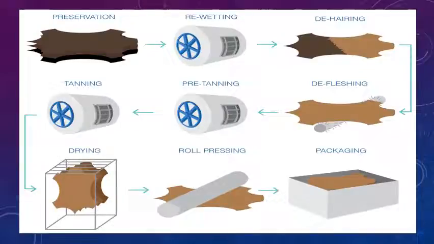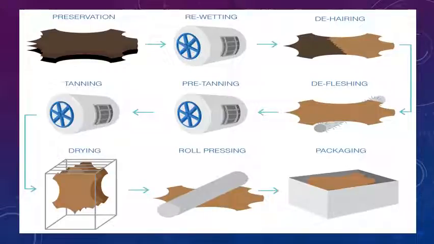Here is the very basic and preliminary understanding about the processing of hide into leather. So earlier I have discussed preservation of hide and skin, either by salting or drying. Now it reaches the tannery, where this hide undergoes different steps like re-wetting or soaking. So the dried hide will be soaked for a long time to get back its normal flexibility and moisture content, and to remove all the dirt and salts, etc.